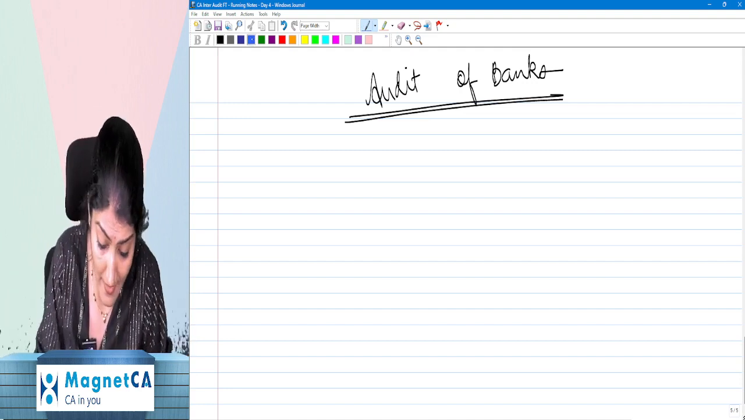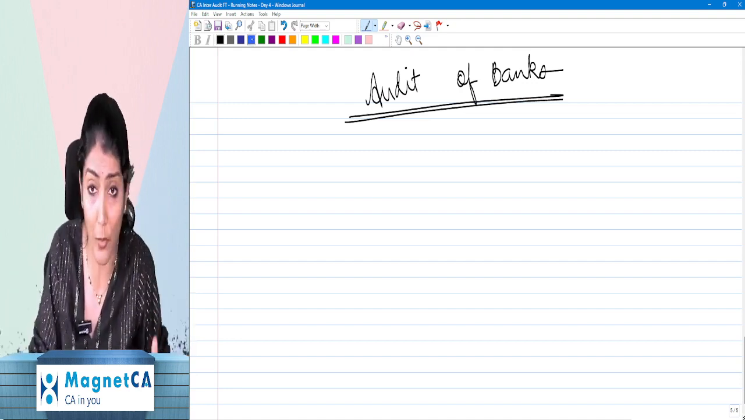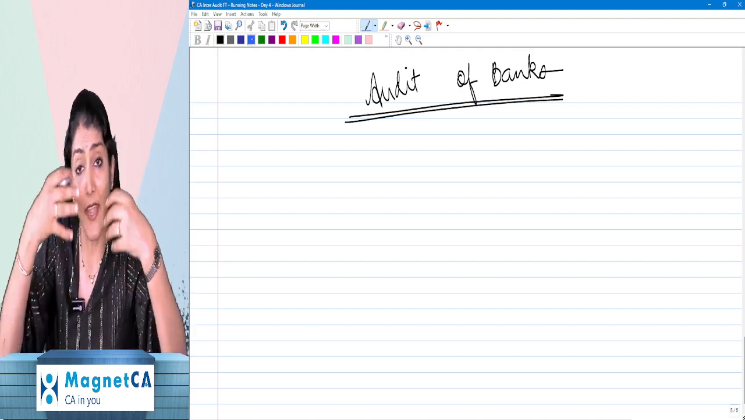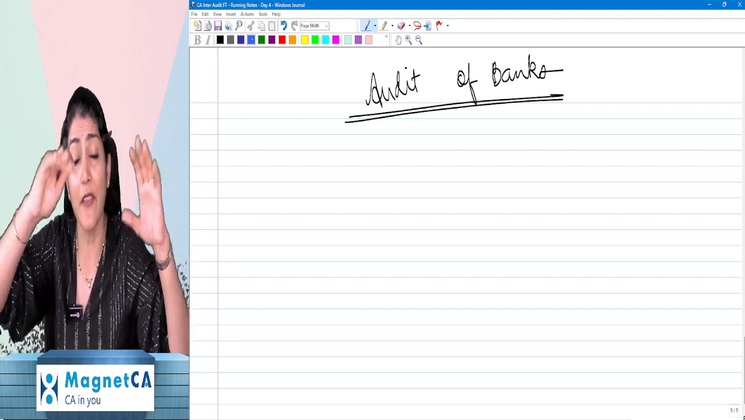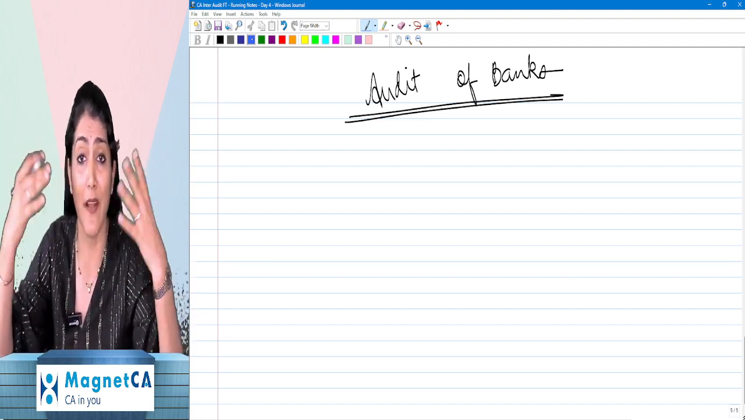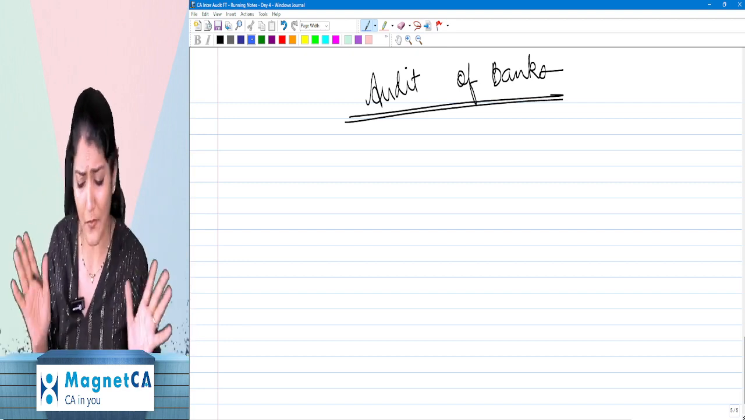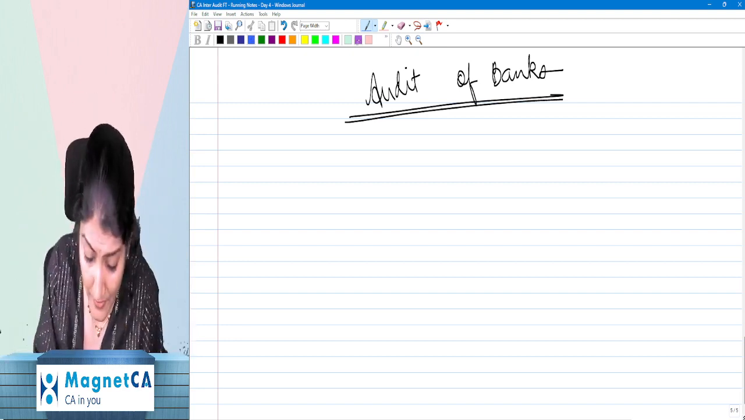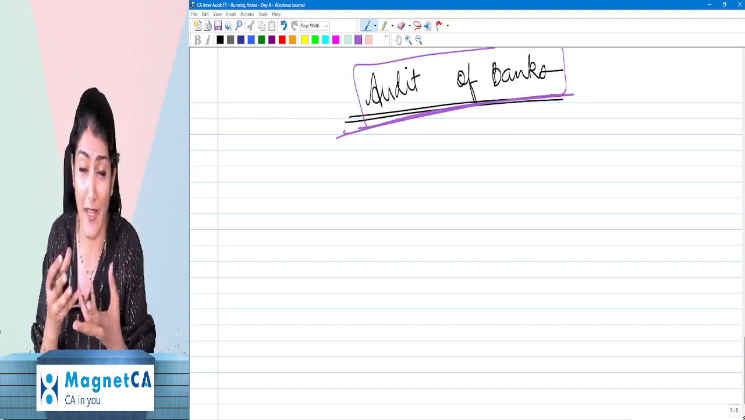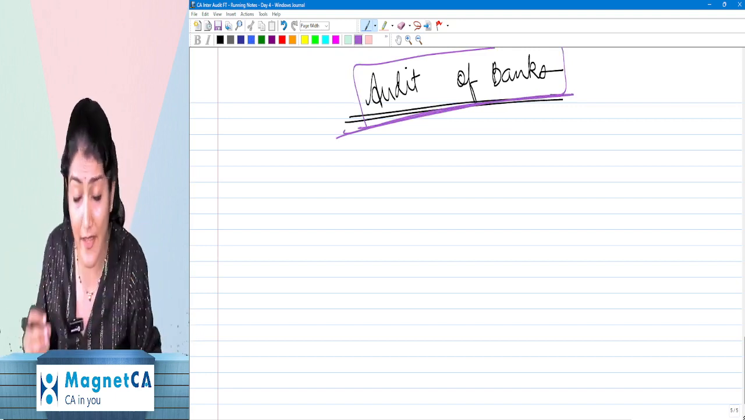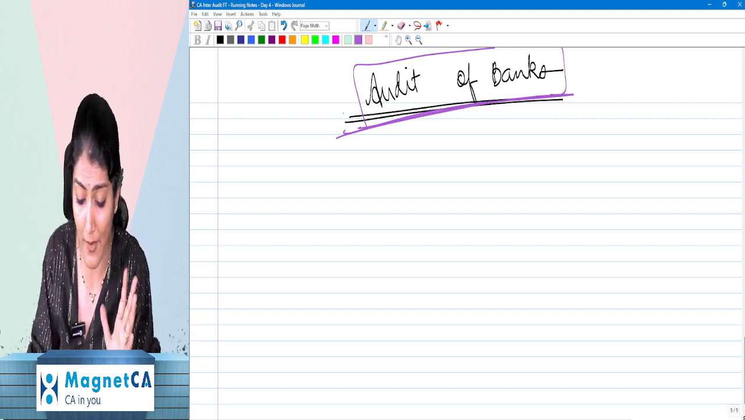If ICAI has a change of mind, they can make one integrated case study entirely on bank audit. In that case, bank audit in MCQ, the weightage can increase to 6 marks, 8 marks and so on. But is it an important chapter? Does it almost come in every exam? Yes, like 99.99% of the time. Every exam, you see a question from the bank audit chapter.